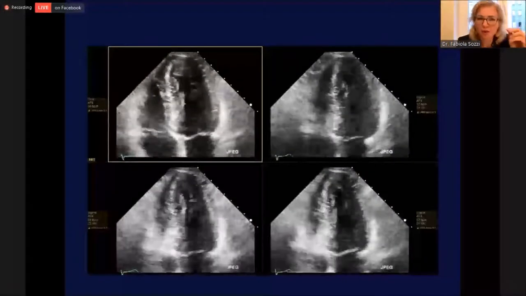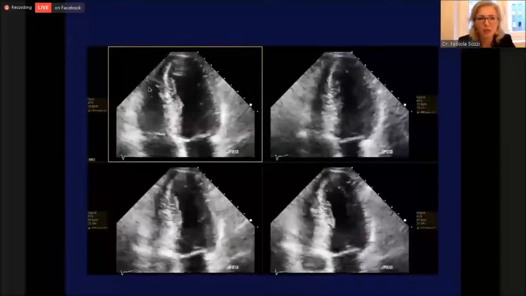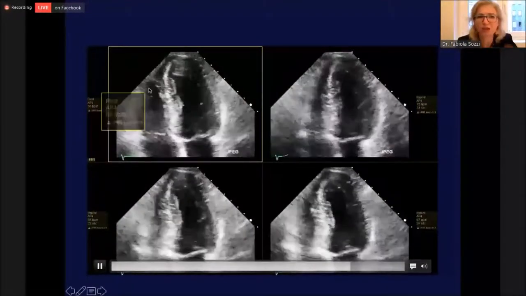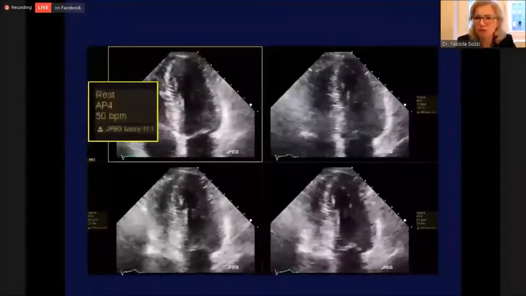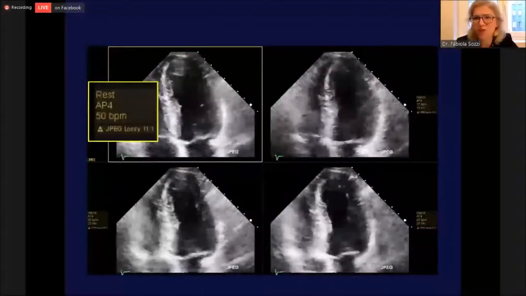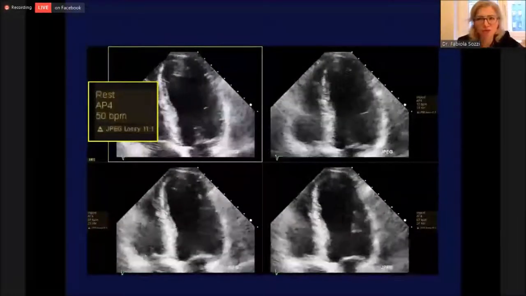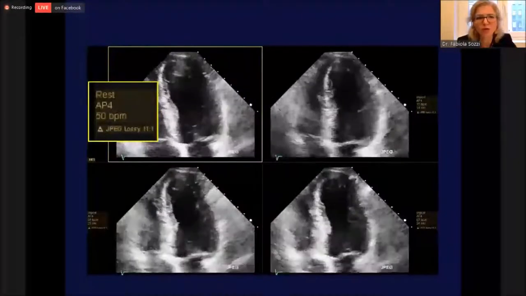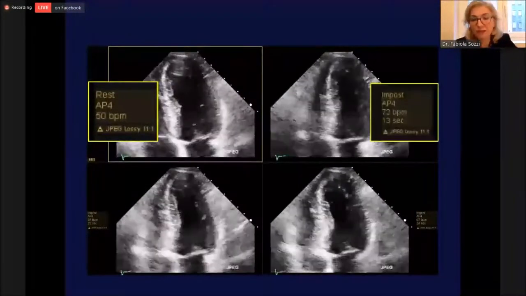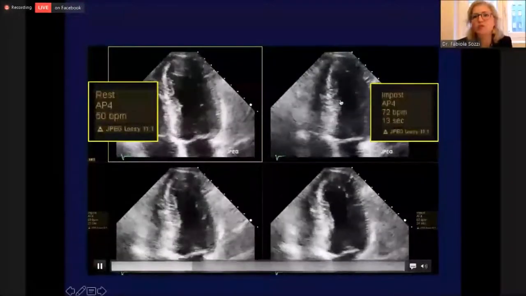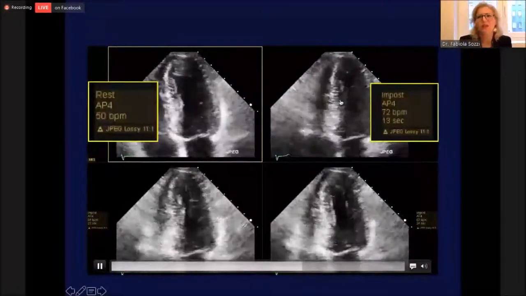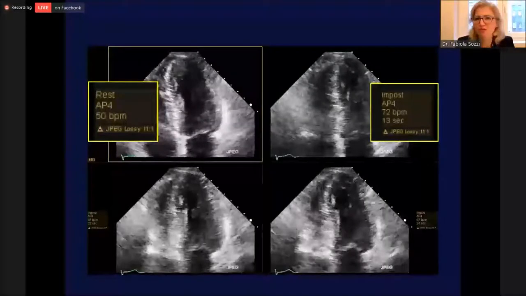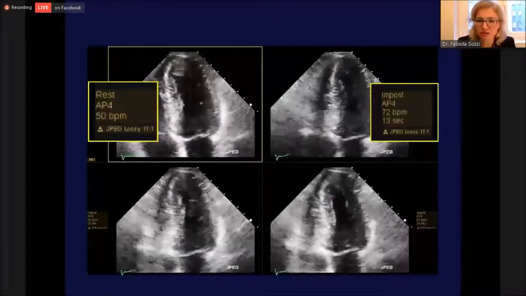Let's look at the numbers. This is the baseline, and we see that the heart rate is 50 beats per minute. The patient is actually also on beta blockers because of hypertension. He was treated with nebivolol. So quite a low heart rate. And then we have at peak 72 beats per minute, which is nothing. I mean, we didn't reach our target heart rate.